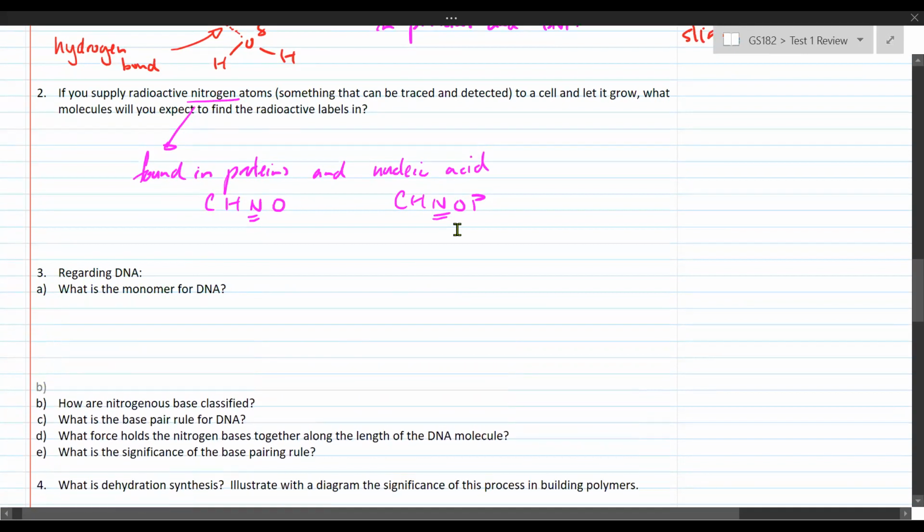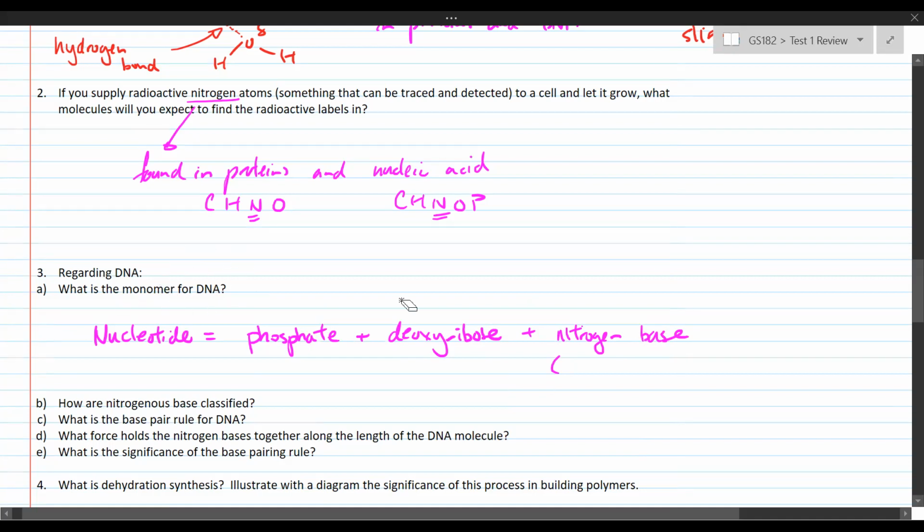What is the monomer of DNA? The monomer of DNA is a nucleotide. A nucleotide has three parts. There is a phosphate, a deoxyribose in this case, which is a sugar, and then a nitrogen base. Because we're talking about DNA, the four possible nitrogen bases are A, C, T, and G.